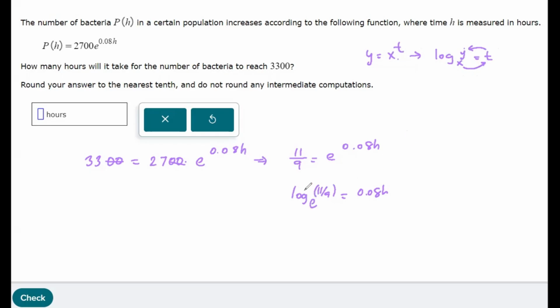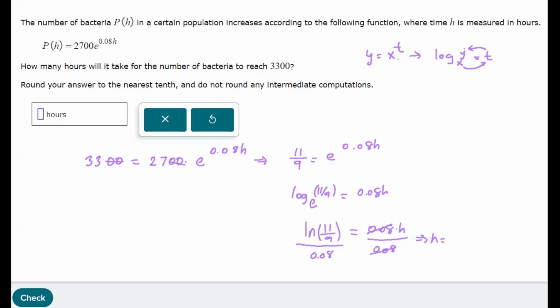But we don't want to use log when the base is e, so we use natural log. Instead of writing log base e, we can write natural log of 11 over 9, that is my entire argument, is equal to 0.08h. Now you can plug this into a calculator and divide both sides by 0.08. That will give us h, because that's what we are interested in. So these will cancel, and I'm going to get the h alone.